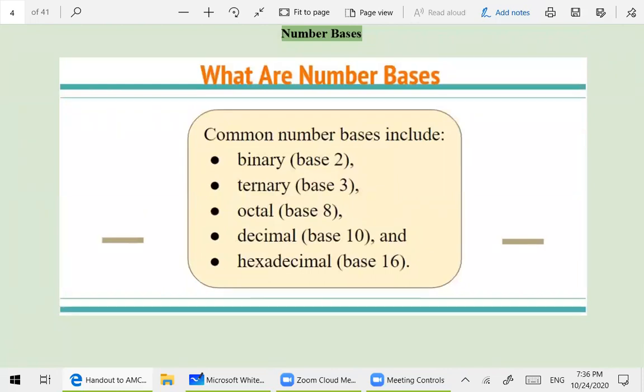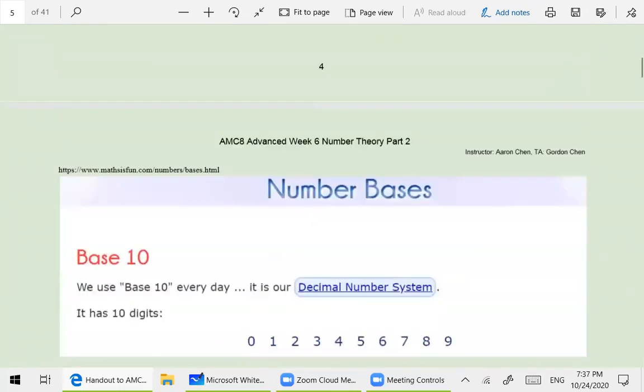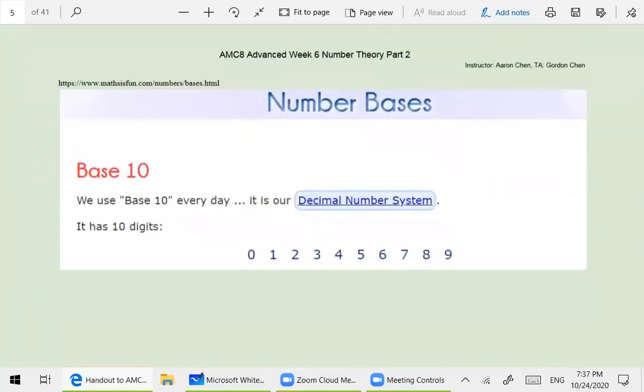So some common number bases include binary, which is base 2, ternary, which is base 3, octal, which is base 8, hexadecimal, base 16, and the one we've so far been working with, decimal, base 10. So base 10 is what we usually use for our everyday life.